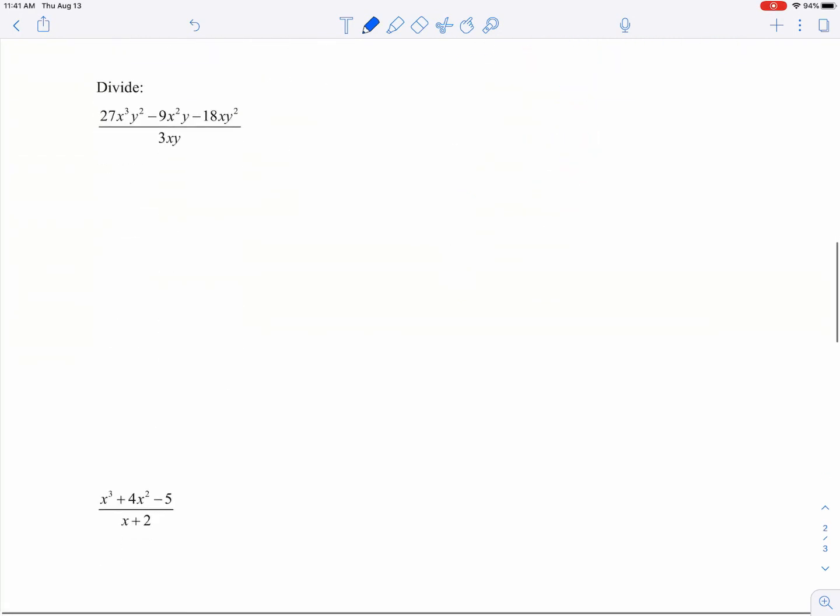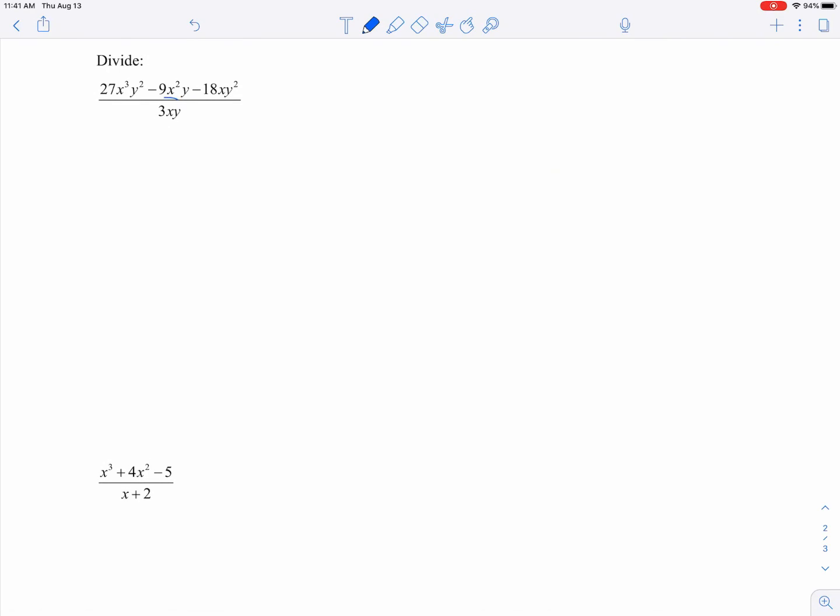Lastly, we're going to talk about division, dividing. This is division by what's called a monomial. Even though it has multiple variables, it's a single term. And the best way to deal with that is to break it up into multiple fractions. So we're going to break this up over the denominator. This is 27x cubed y squared minus 9x squared y minus 18xy squared, and they're all going to be individually divided by 3xy.